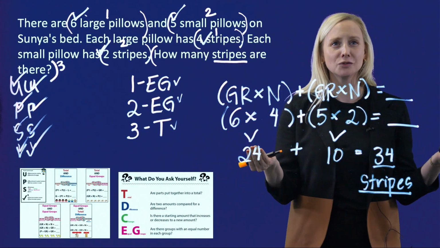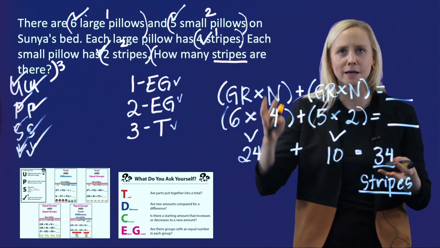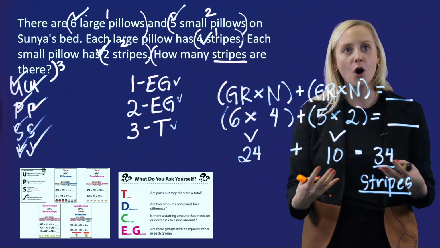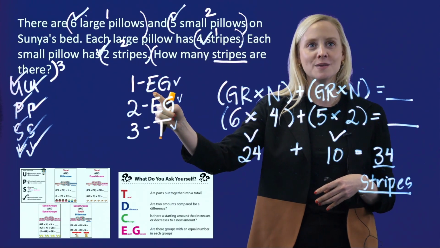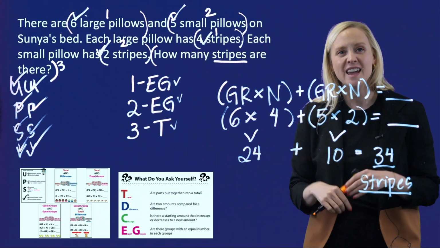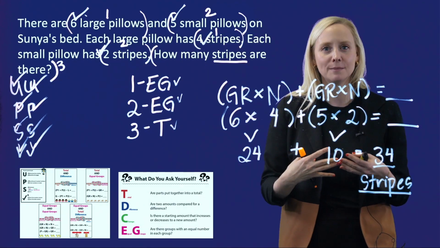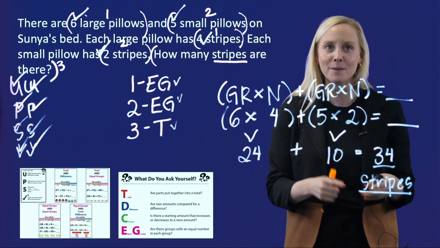So we crushed this 3-step problem. We were worried at first because we had all these parentheses, but all we did was work through it, and we knew that we had equal groups and total. In the next slide, I'm going to show you an example of an equal groups difference problem, so hang on just one moment.